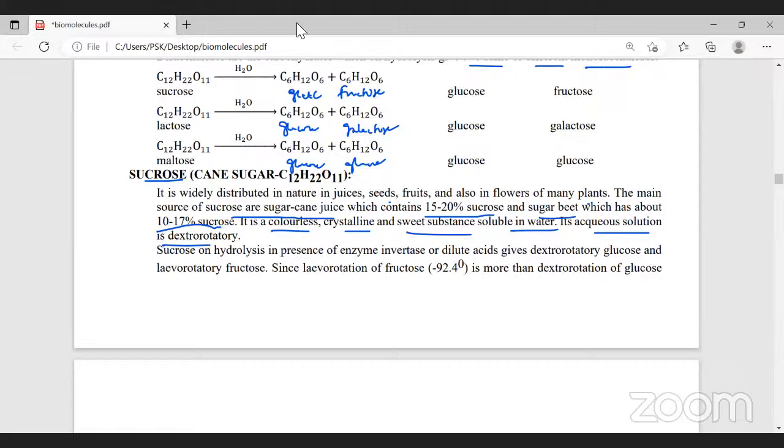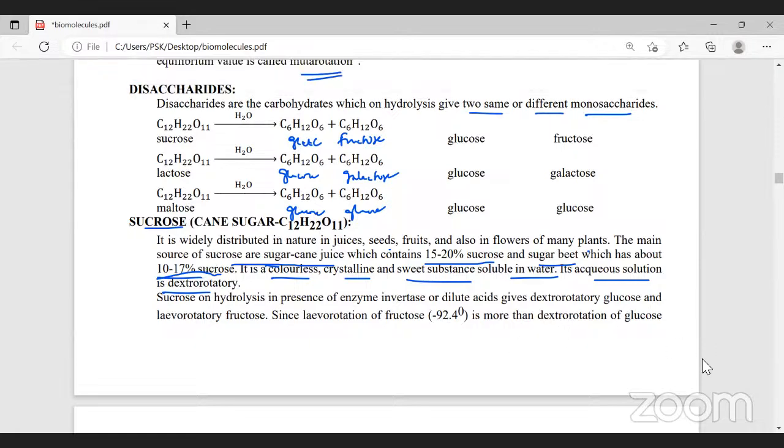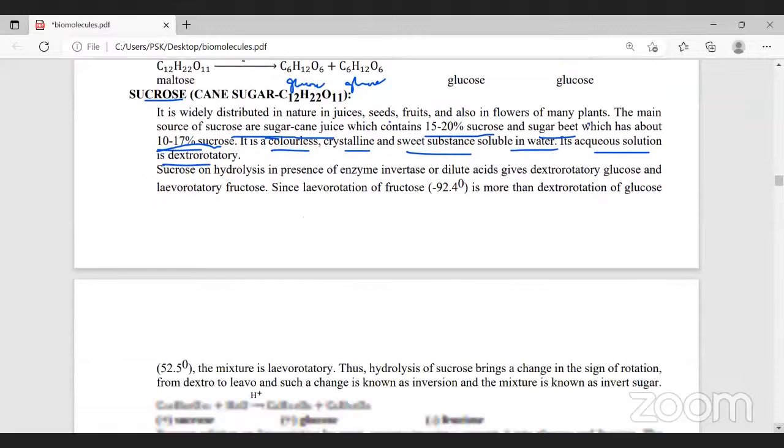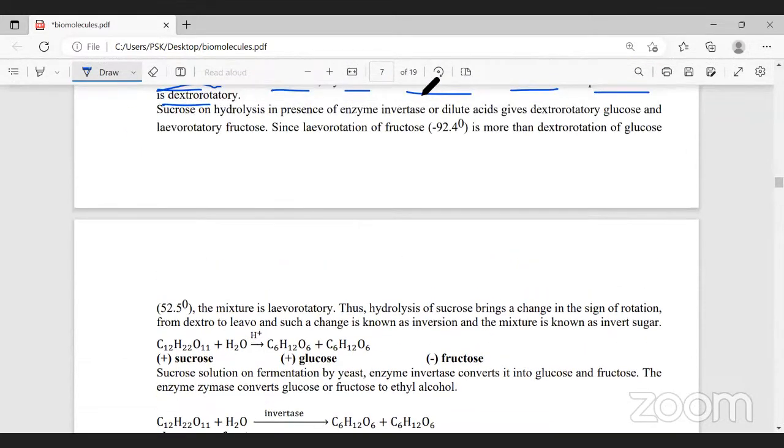Now, sucrose on hydrolysis gives 2 monosaccharide units. You should remember it is glucose and fructose. It is obtained from sugarcane juice, 15 to 20%, and beetroot or sugar beets contain around 10 to 17% sucrose. It is colorless, sweet to taste, and soluble in water. Sucrose on hydrolysis in the presence of the enzyme invertase or dilute acids gives dextrorotatory glucose and levorotatory fructose.